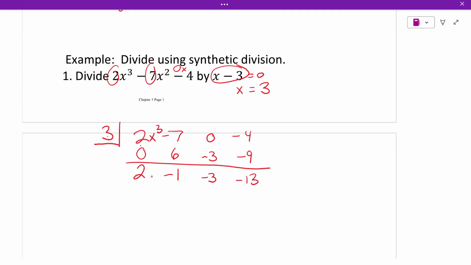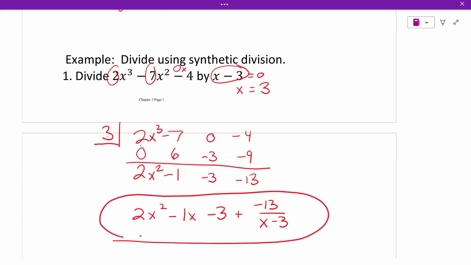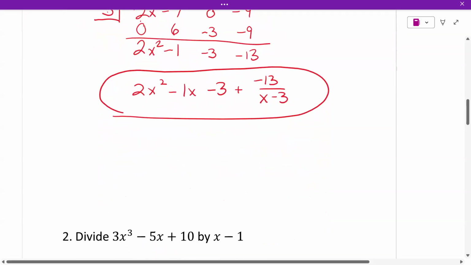This was x cubed, so then this is x squared. So what is your answer? Well, it's 2x squared minus 1x minus 3 with the remainder of negative 13 over x minus 3. I bet if you did polynomial long division, you'd get the same answer. But isn't this so much easier and quicker? And the answer is yes, it is. Once you get good at synthetic division, you won't want to do polynomial long division. But synthetic division only works if this is a 1x. If you get 2x or x squared or anything like that, synthetic division doesn't work.